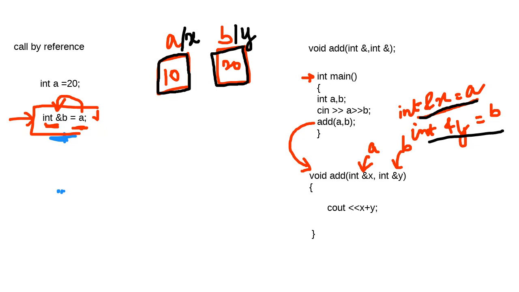Again, cout x plus y. So x, can I say it contains 10? And y contains a value 20. So it gives me an answer as 30. Clear?